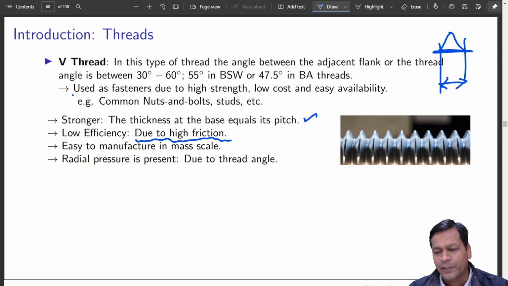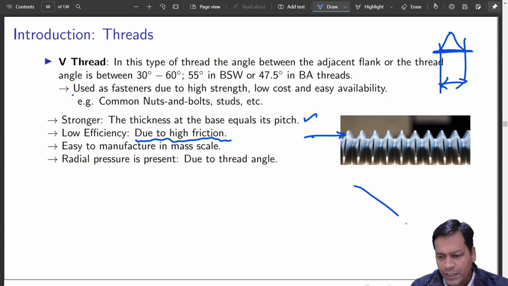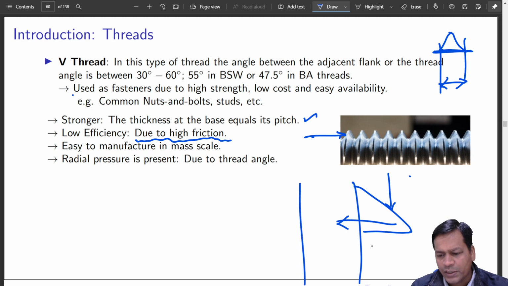Radial pressure is present. That is something we don't want, but it is there, doesn't matter. If you apply load onto this, that load gets transmitted in two directions. If it is an inclined surface and you apply load vertically like this, it has two components. This wedge tends to go in, so that is compressing the surface on which this thread is there, and a part of this will go and hold it.